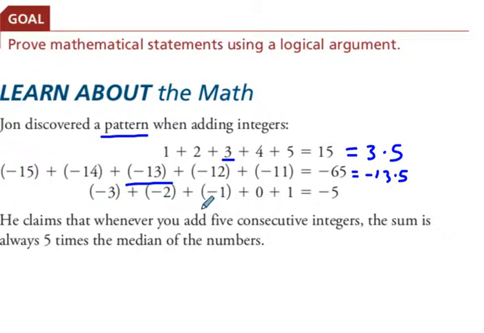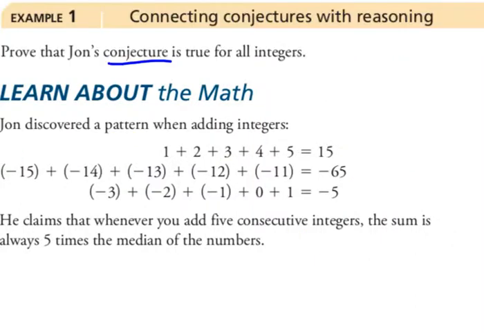And minus 3, minus 2, minus 1, 0, 1. The median is minus 1. We multiply that by 5, and we get minus 5. So in these 3 examples, we see the pattern, and it supports the conjecture. The sum is always 5 times the median of the numbers. So the key word here is these are conjectures, and we now want to prove them.